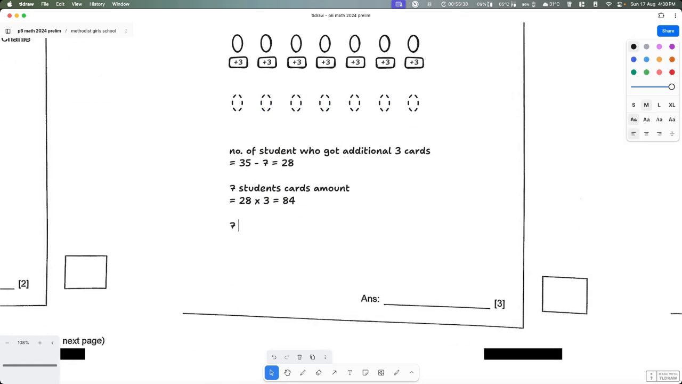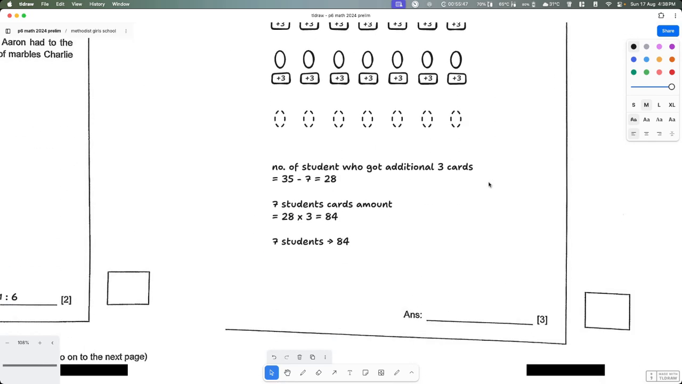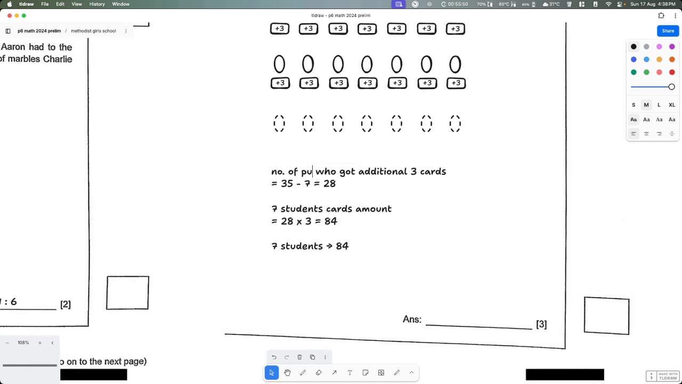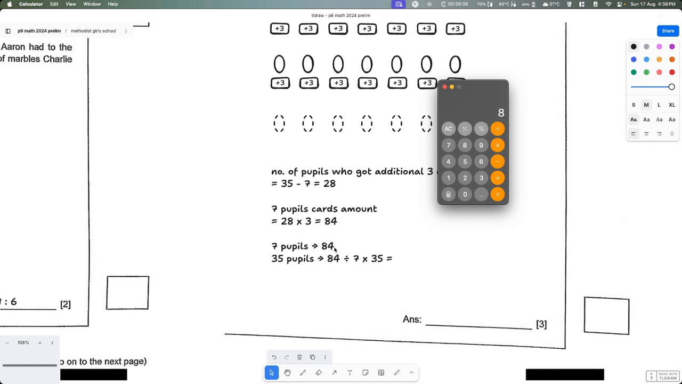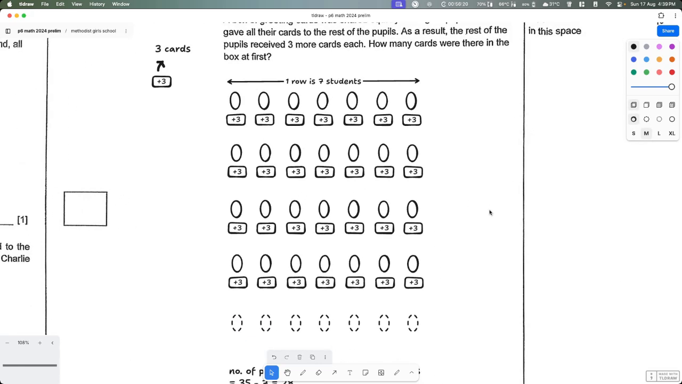So if 7 students is equal to 84, then we want to get the total amount for 35 pupils, the number of pupils, let's not confuse it. So 35 pupils at first is equal to 84 divided by 7 times 35, which is basically 12 times 35. This will give us 420 cards. And there you go, that's the answer. 420 cards. Okay, let's move to the next question.